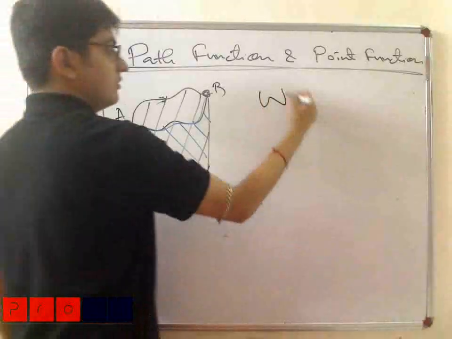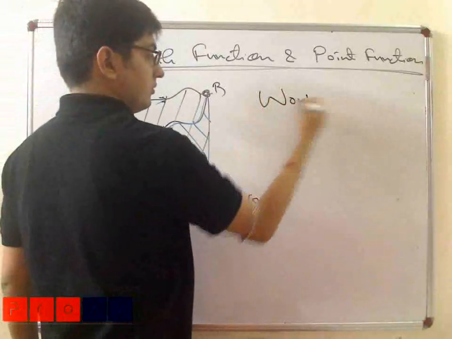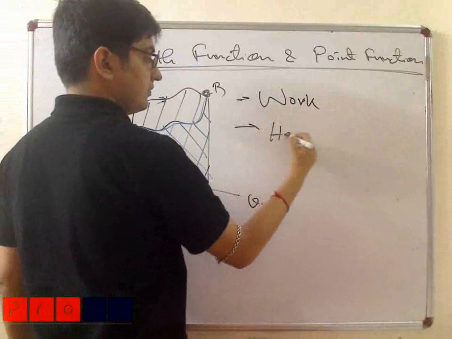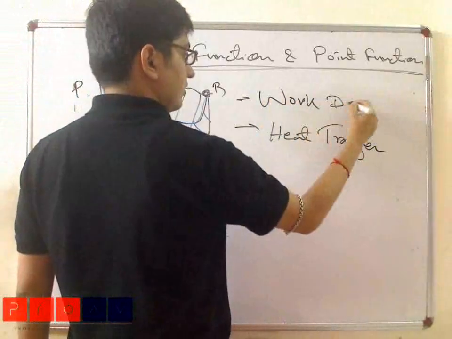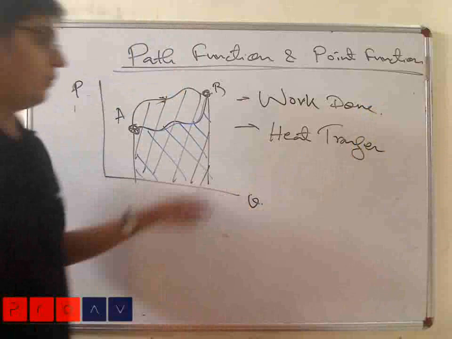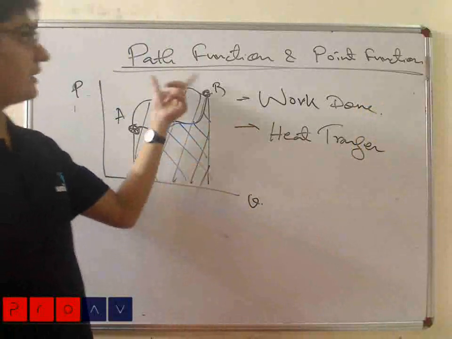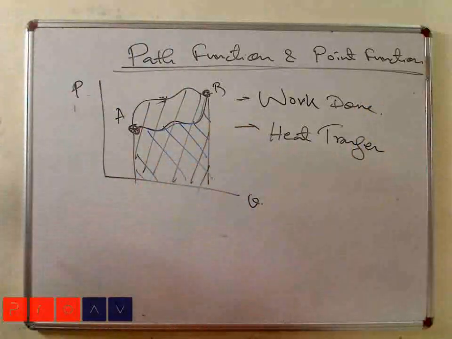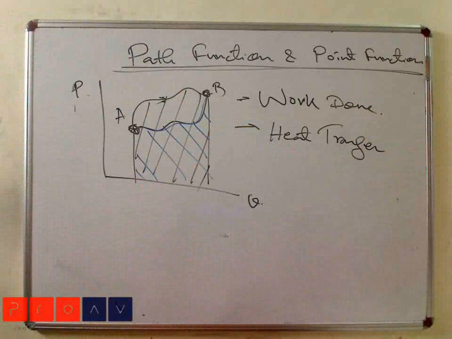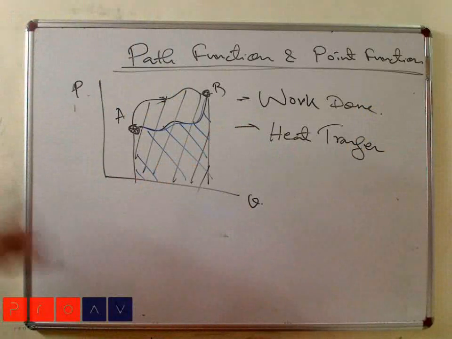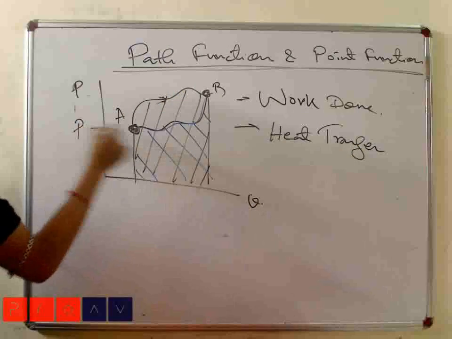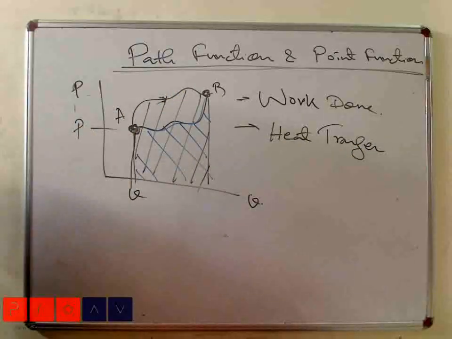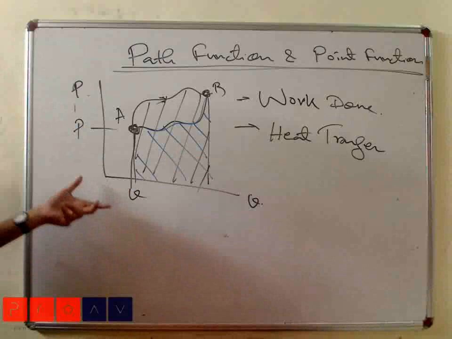So work done and heat transfer are path functions. Now point function. Point function means it only depends on the state of the point. So this A is defined by P and V. So P and V are point functions.